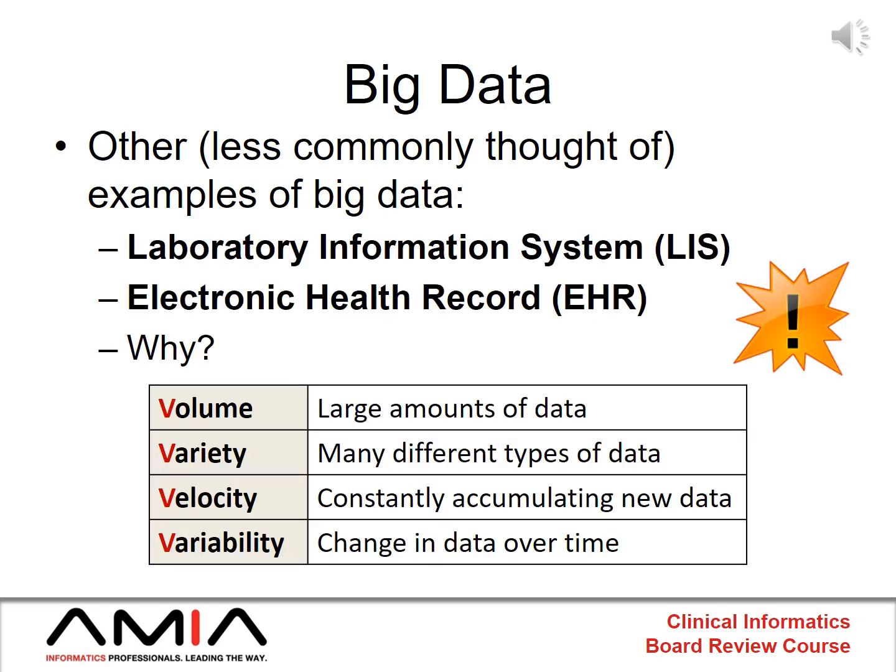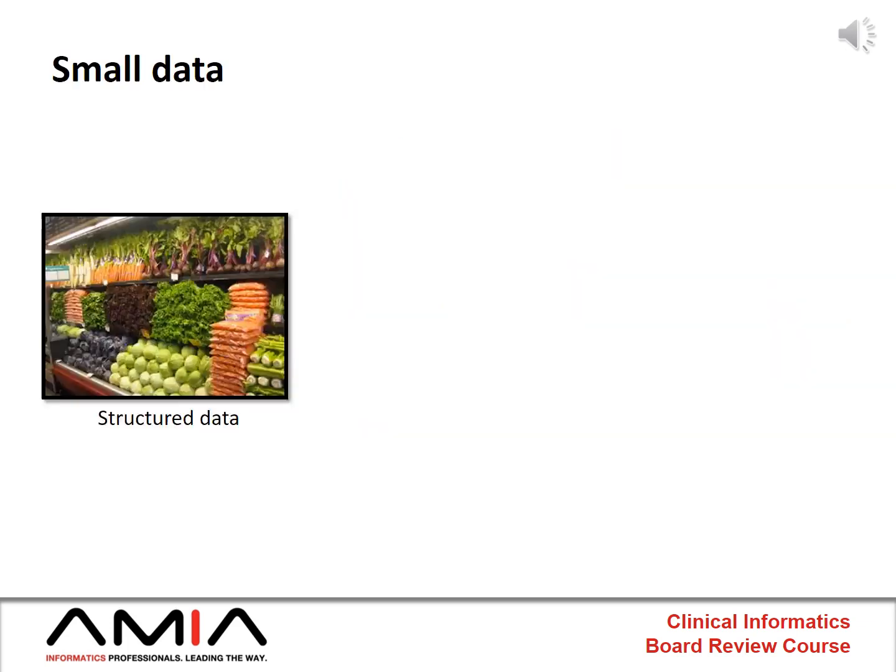Clinical information systems such as laboratory information systems, radiology information systems, pharmacy systems, electronic health records, these are all examples of big data resources. And the reason is because these information systems have large amounts of data, they have many different types of data, they're constantly accumulating new data, and the data can change over time. Anyone who's ever had to correct a note, correct a laboratory result, will realize that the original data that may have posted to the record has changed since its original inception.